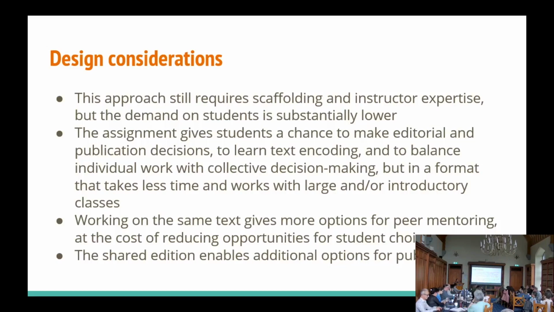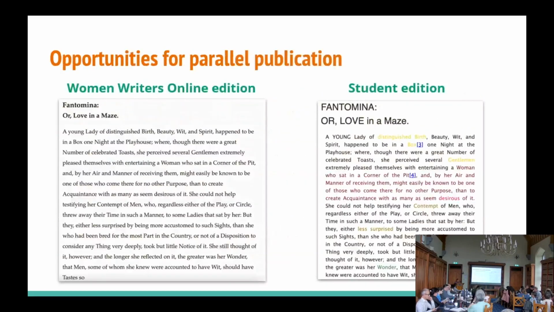And the first is that this opened up many more opportunities for peer mentoring. The second is that it meant we could do this. We modified the students' encoding to apply the Women Writers Project's markup, and then we published that version in Women Writers Online. So now there are two versions of Eliza Haywood's Fantomina in the Women Writers Project's publication ecologies. There's the student edition in the WWP Lab, and then there's the standard edition in Women Writers Online.